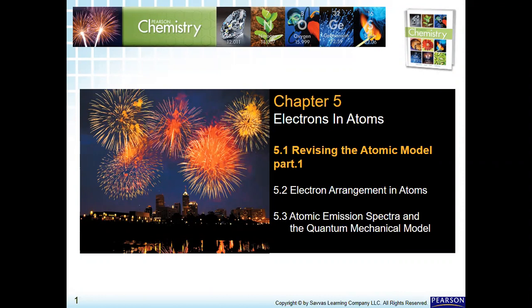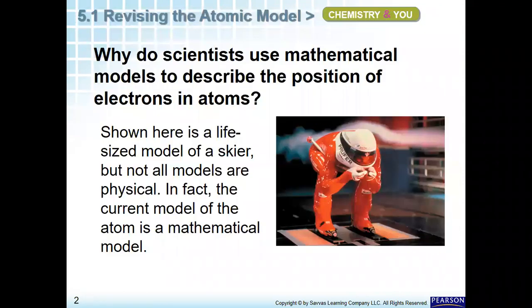And today we are going to start with part 1. First, why do scientists use mathematical models to describe the position of the electrons in the atom? Shown here is a life-size model of a sphere, but not all models are physical. In fact, the current model of the atom is a mathematical model.